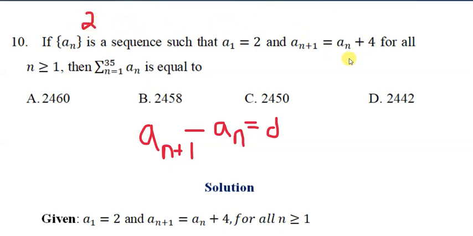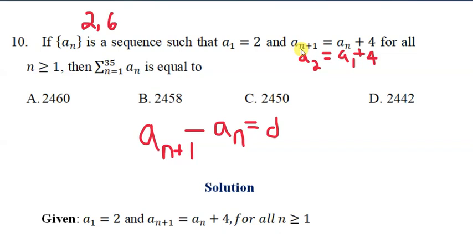What is the next term? When our n is 1, a1 is equal to 2, and 1 plus 1 gives us 2, therefore a2 is equal to a1 plus 4. But a1 is already given as 2, and therefore 2 plus 4 gives us 6. The next term is 6 right here.